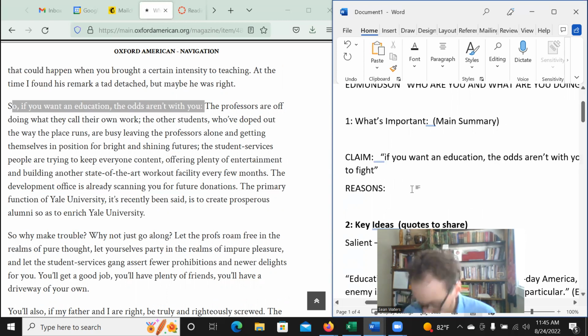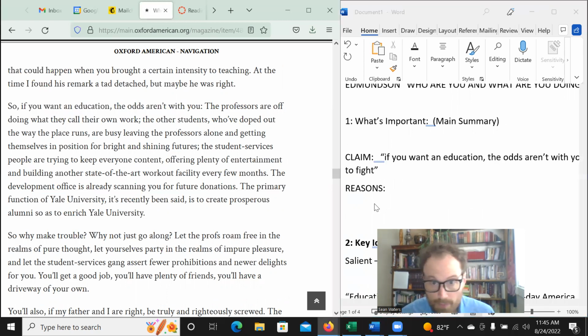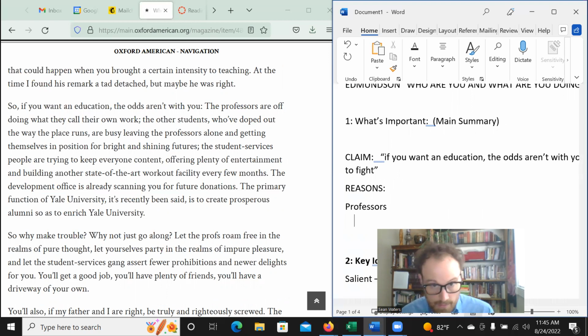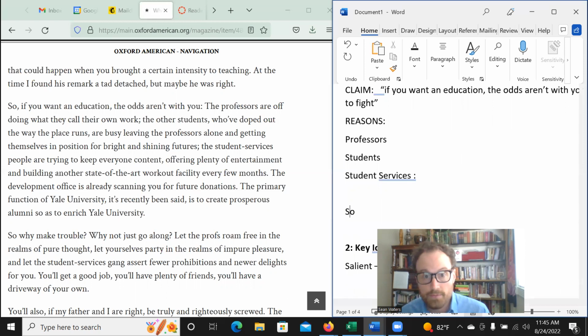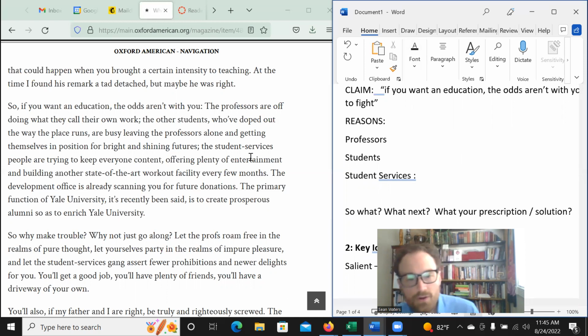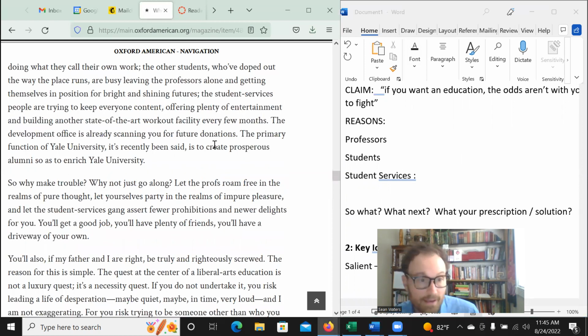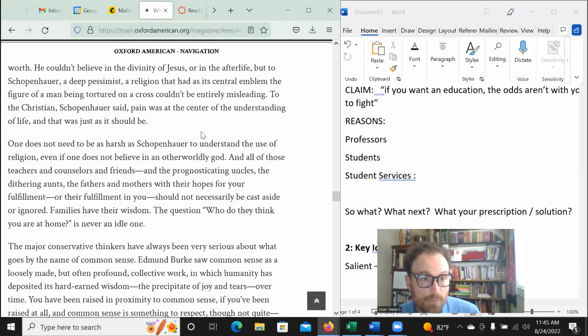And then the reasons it looks like he has are about the professors, the other students, student services. And this really raises a good question. So what next? What's your prescription or solution? Which I could make as a discussion question, but in my reading notes, I'm going to start looking for this, which is where I am in the reading. And I'll leave people to that.